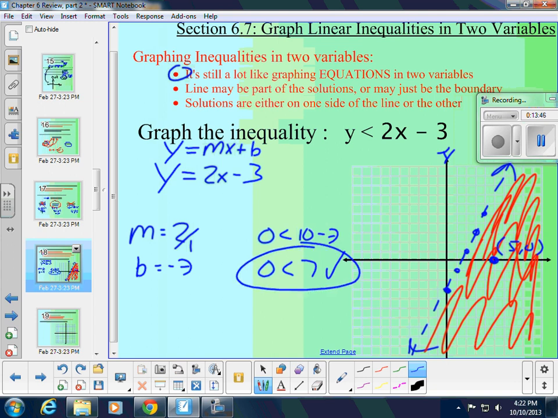So just kind of showing you that this is one way you could do it. There's another way too, but one way you could see which way to shade for all the possible solutions is just by checking a random point.